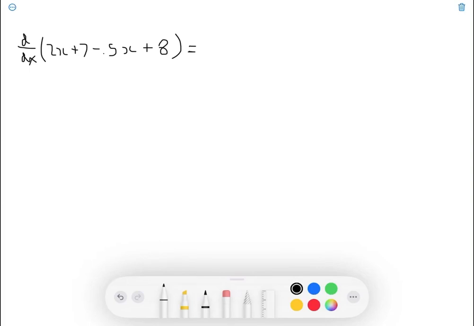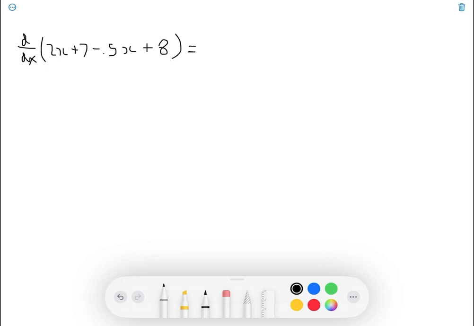Hello everyone, in this video I'd like to show you an example of how to calculate derivatives. So in our practice problem here, we're asked to find the derivative of 2x plus 7 minus 0.5x plus 8.